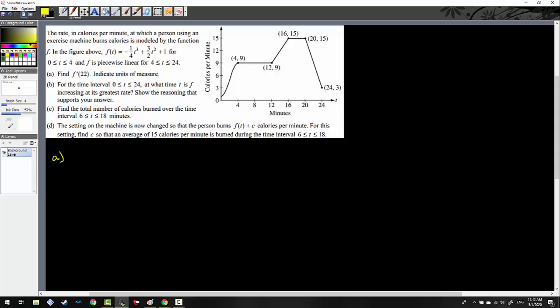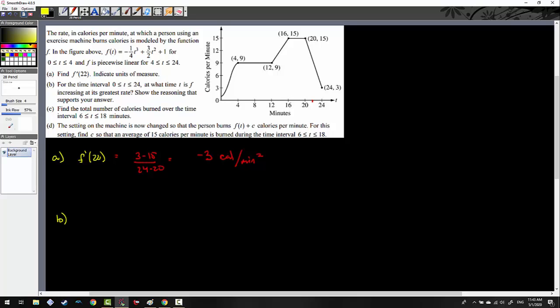Question A, it says find f prime of 22, indicate units of measure. So f prime of 22. Well, if I go to 22, that's going to be about right here on the graph. So luckily it's linear, so I can go ahead and call it 3 minus 15 over 24 minus 20. And again, if I was doing this on the AP exam, I would leave it as is. But if I wanted to simplify, it ends up becoming negative 3 calories per minute squared. Since the graph is already measured in calories per minute, when we take the derivative, it would be calories per minute squared. Please pay attention to the minute squared.